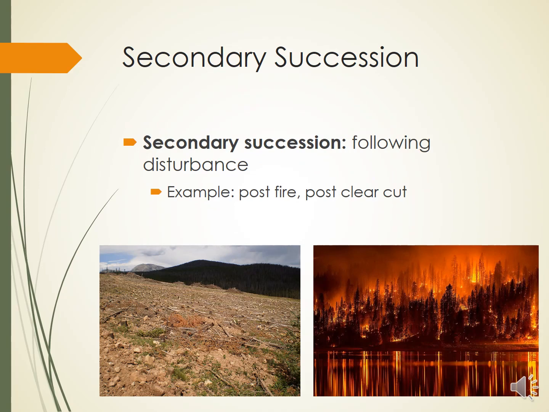Secondary succession is most commonly what we find ourselves assessing in rangeland science. So primary succession is rare, but secondary succession happens all the time. It occurs on a landscape that's been previously colonized by plants and following a disturbance. So here are some examples of a wildfire and clear cutting, examples of disturbance.